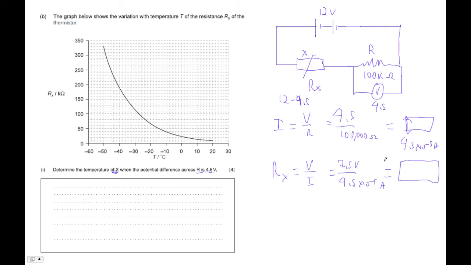Okay, now you know that resistance, and then you're going to go in here and find that resistance like that. And then you're going to go down and you're going to find the temperature, right? Read the graph, find the temperature. Don't read it wrong like I did. Okay. Anyway, happy hunting.